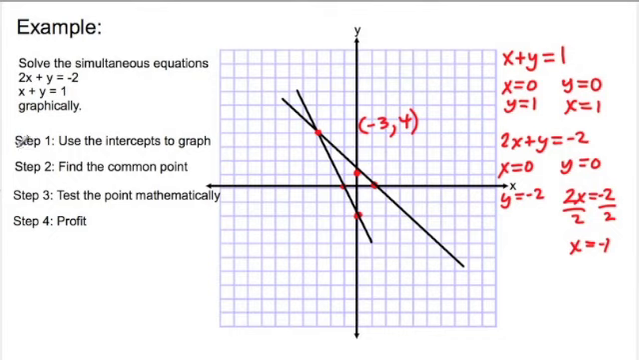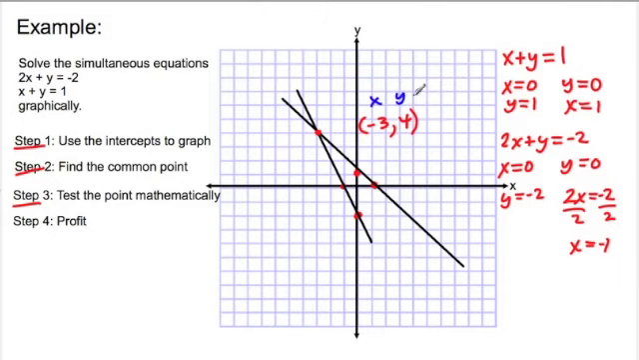So, step 1, use the intercepts to graph. I did that. Step 2, find the common point. I did that. It's negative 3 and 4. Step 3, I want to test the point mathematically. Here's where a lot of us often forget. Here's a step that we often skip. But I'm going to go ahead and test these points out in both of my equations.